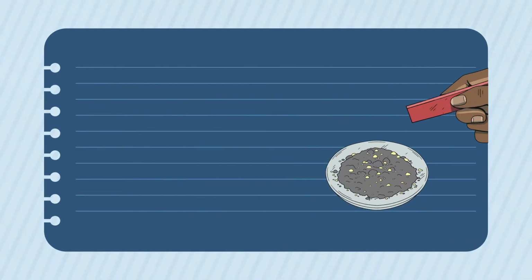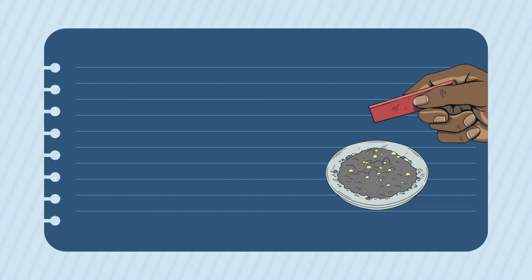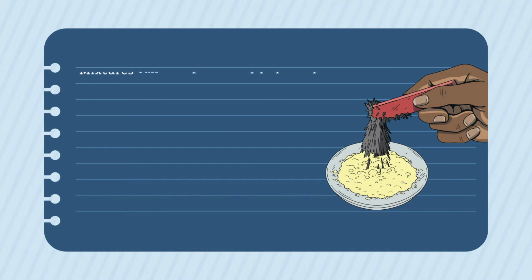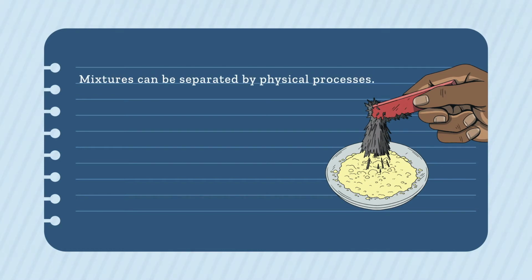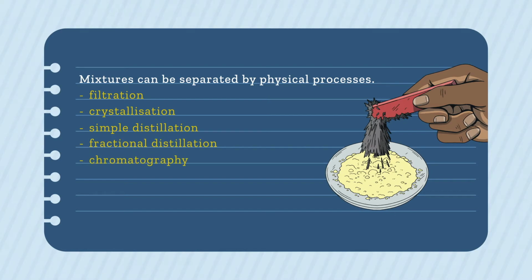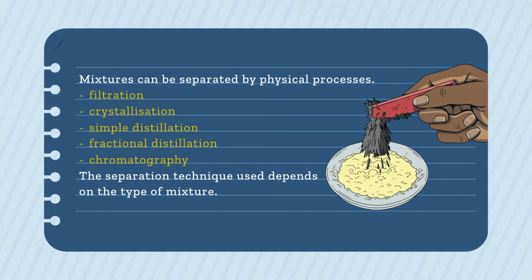This can be demonstrated by using a magnet. Iron filings are magnetic, sulphur is not. So when a magnet is held above the iron and sulphur mixture, the iron filings are attracted to it and the two elements are easily separated. Mixtures can be separated by physical processes which do not involve chemical reactions such as filtration, crystallization, simple distillation, fractional distillation, and chromatography. The separation technique used depends on the type of mixture.